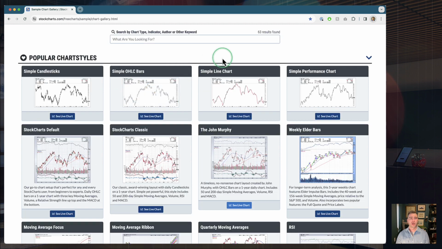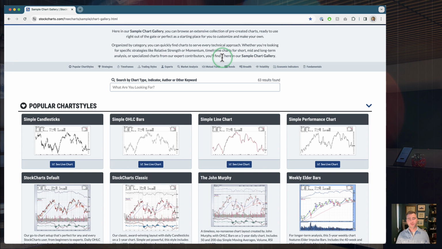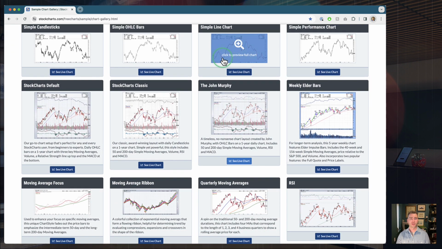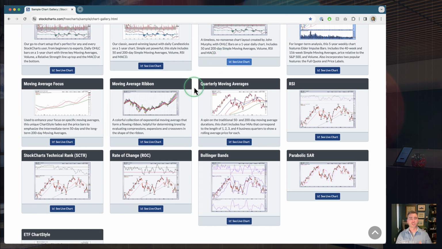This has quickly become one of those resources that I love pointing new users to, or even folks that have been using StockCharts for a very, very long time. There is a ton here. It is a great way to find interesting charts, useful charts, helpful charts, different things that you might want to start using in your own process.